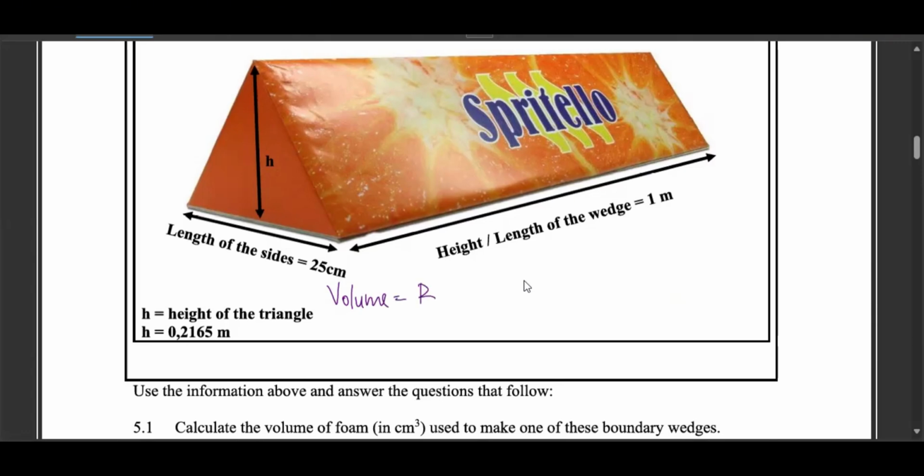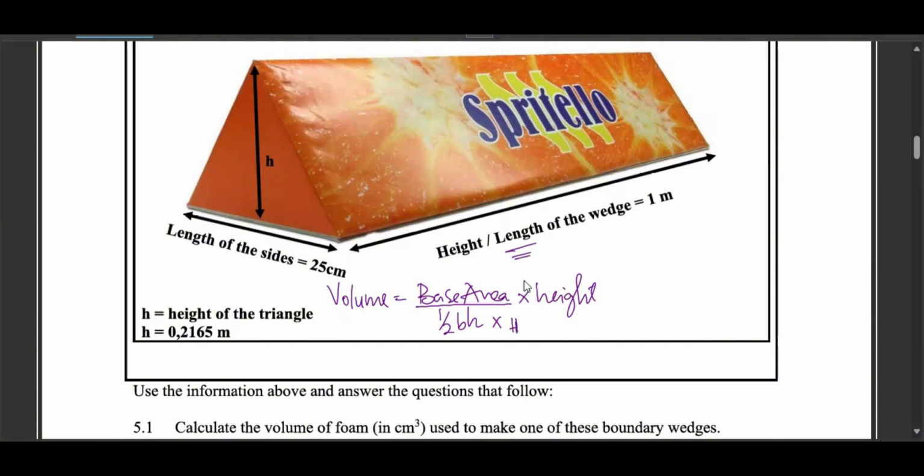is base area times height. So if they ask for the volume of this one, the base area here is a rectangle, but it takes the name from the triangle. So the base area will be a triangle. That's why we shall say half base times height, times this length here, which we shall call height, or you can call it length.